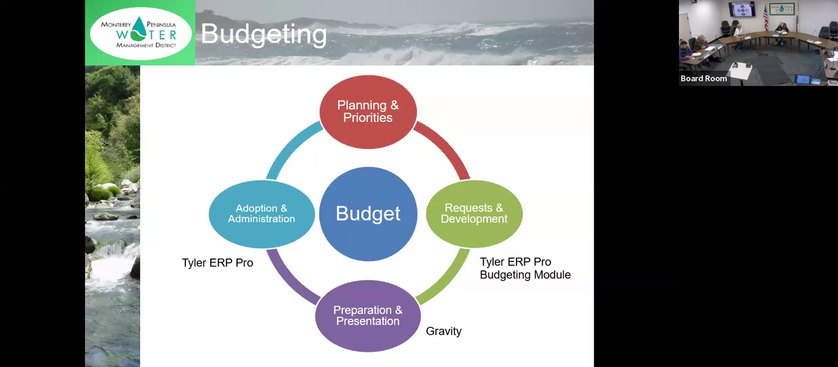Gravity solution is $15,000 a year plus the one-time implementation. I think it's a good investment for the district, and it will help us produce a professional budget book faster.